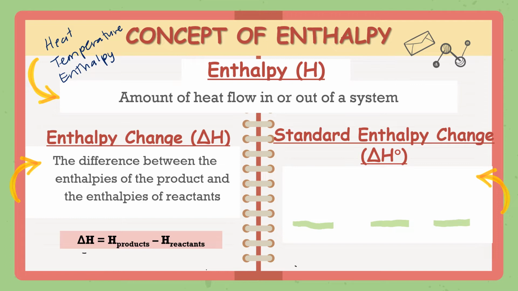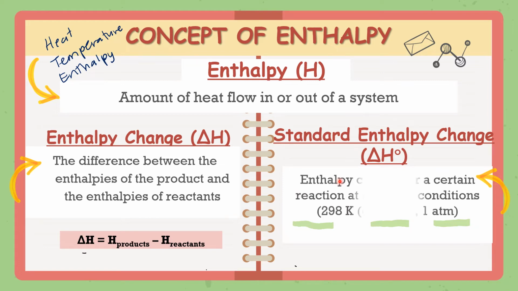Other than this temperature and this pressure, if we do a reaction besides at 25 degrees Celsius and 1 atm pressure, what we will calculate is only the enthalpy change. But if we did the reaction at 25 degrees Celsius and 1 atm pressure, we will have a standard enthalpy change. Okay?